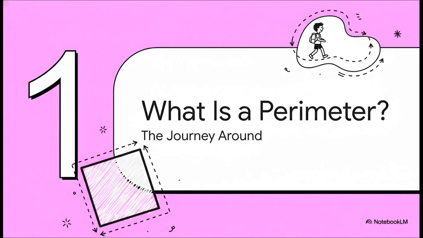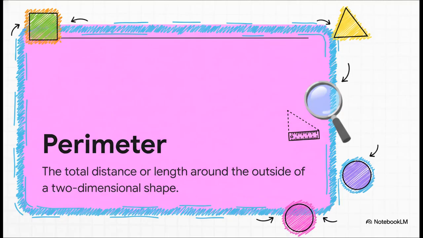So let's start with the absolute basics. What is perimeter? The easiest way to think about it is as a journey, a complete trip all the way around the outside of something. Okay, so the official definition is that perimeter is the total distance around a 2D shape. Now, it is so easy to get this mixed up with area, which is the space inside the shape. But here's the best way I've found to remember it. The perimeter is the fence, and the area is the garden itself. Today, we are all about the fence.